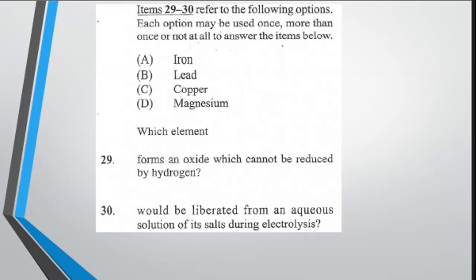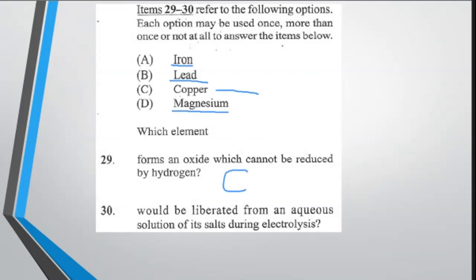So we're looking for an element that is below hydrogen in the reactivity series. If we consider the reactivity series, iron is above hydrogen, lead is above hydrogen, and magnesium, again, is above hydrogen. That leaves us with copper, which is below hydrogen in the reactivity series. So the answer to 29 is C.